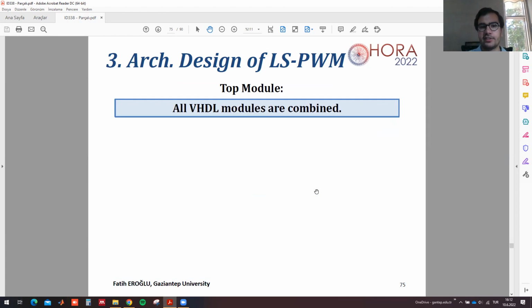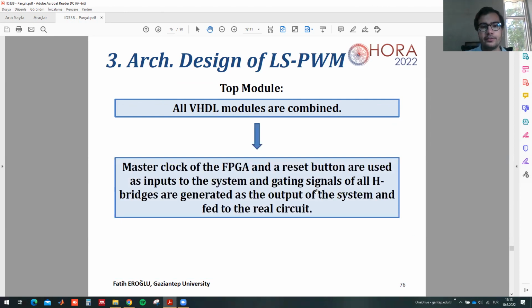So a top module is necessary to combine all these VHDL modules together. In this module, the master clock and reset button are used as inputs, and the gating signals that will be used to feed the H bridges of the cascade H bridge multi-level converter are generated at the outputs.